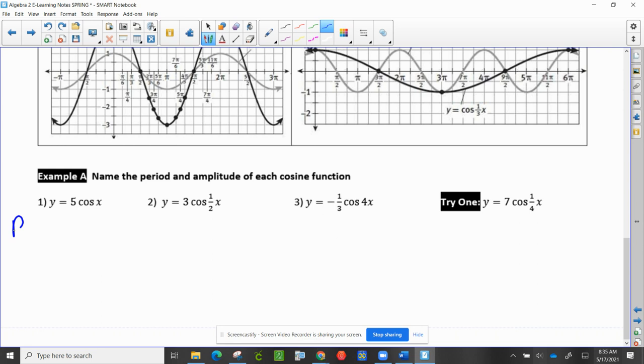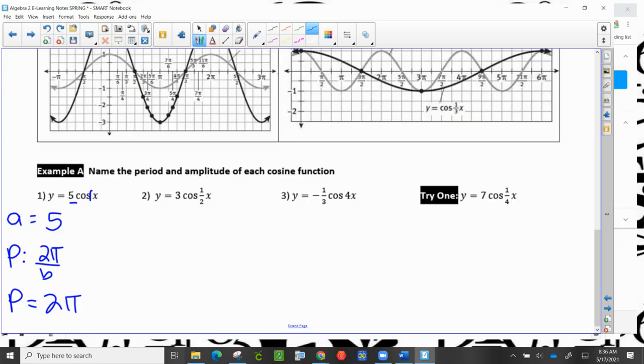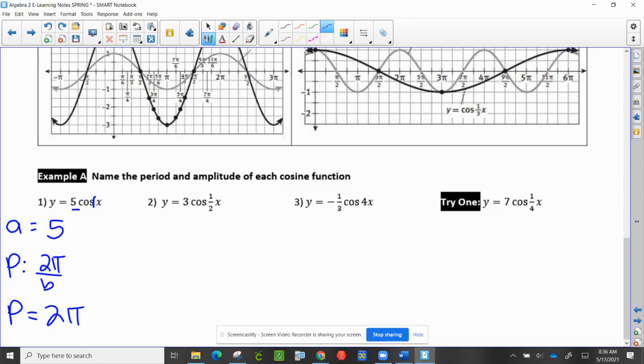So starting with number 1, remember the period is always the number in front. Oh, sorry, our amplitude. Got ahead of myself. Our amplitude is always our coefficient in front. So in this one, our amplitude is 5. Our period would be always 2 pi over b. Now again, the b is the coefficient in front of x. So in this one, it's just 2 pi. Since it's 2 pi over 1, we really wouldn't have to divide anything out. Here's that answer, and here's that answer.